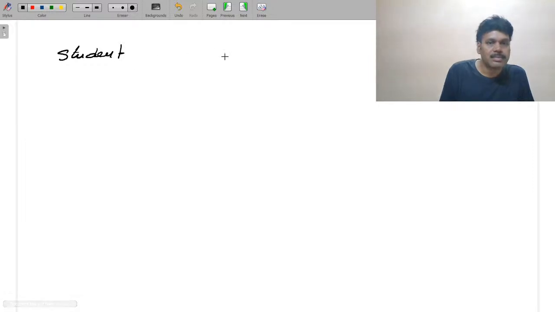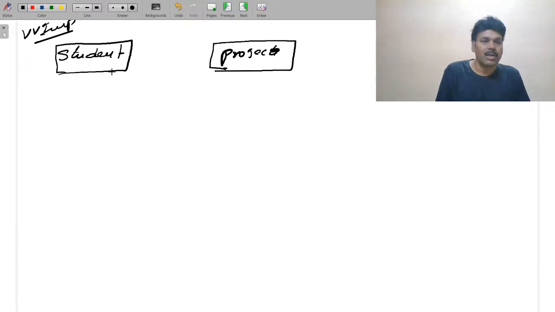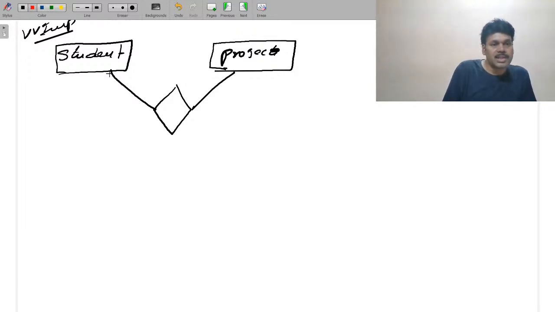Student projects. This is another very important example, friends. As a student entity and project entity, both are under a relationship, and student is compulsory as per the previous diagram. Project is optional. Student maximum 5 and project maximum 10.